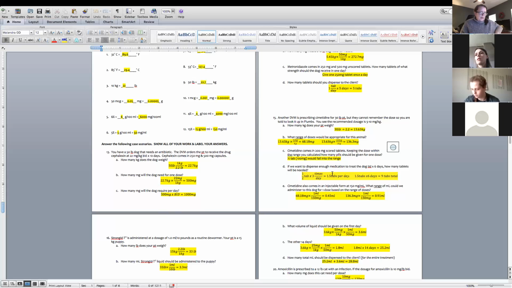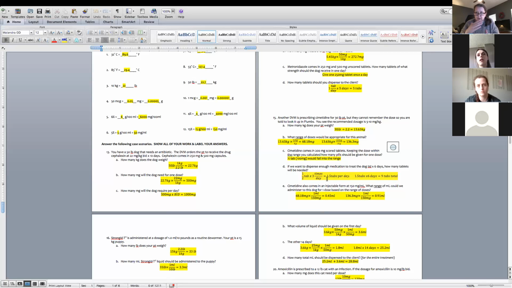And then if I go down, they want to treat this dog TID, 3 times a day, for 6 days. Well, I know if he gets a half a tablet every 24... Okay, first of all, I think about what does he need a day? If he gets a half a tablet 3 times a day, that's 1.5 tablets. Does that make sense? Because you give a half in the morning.